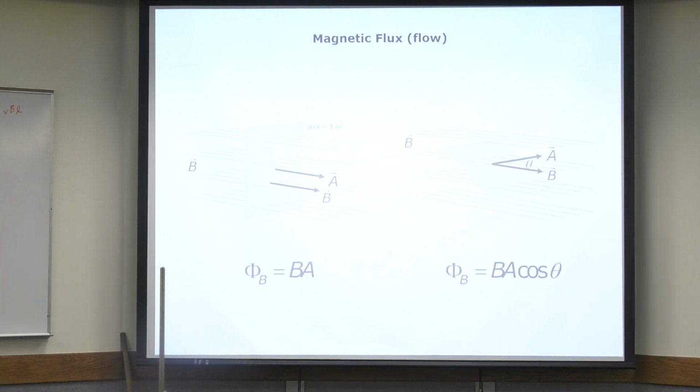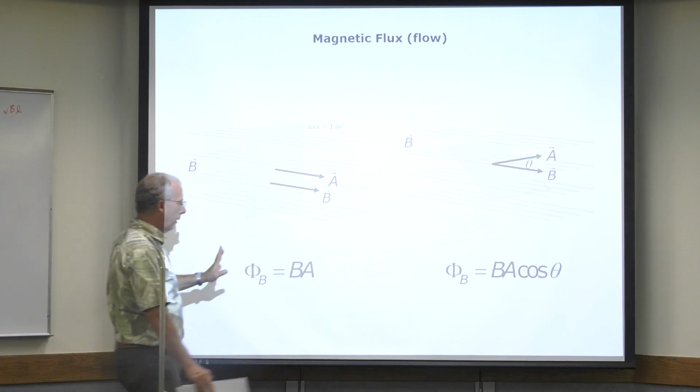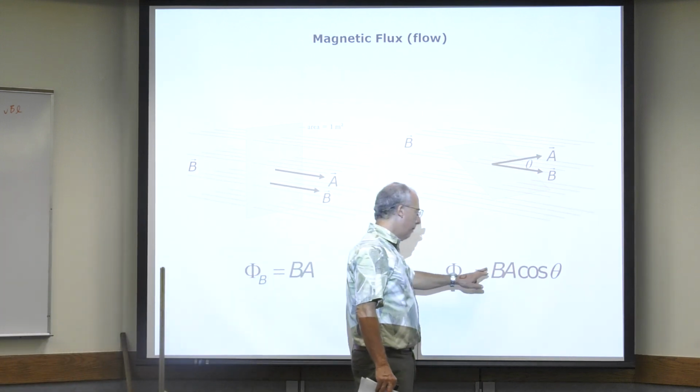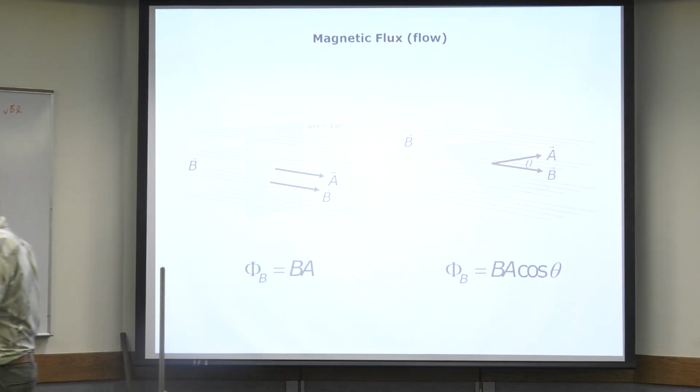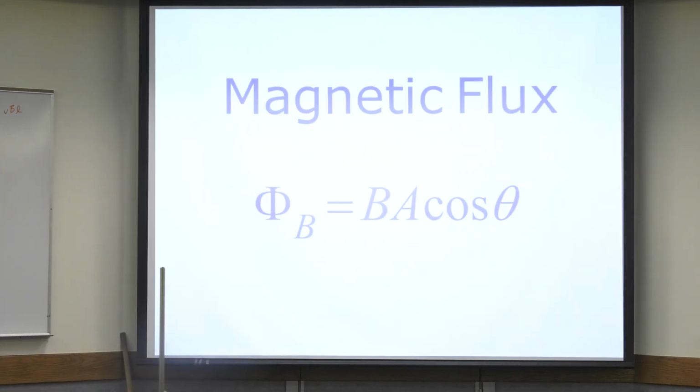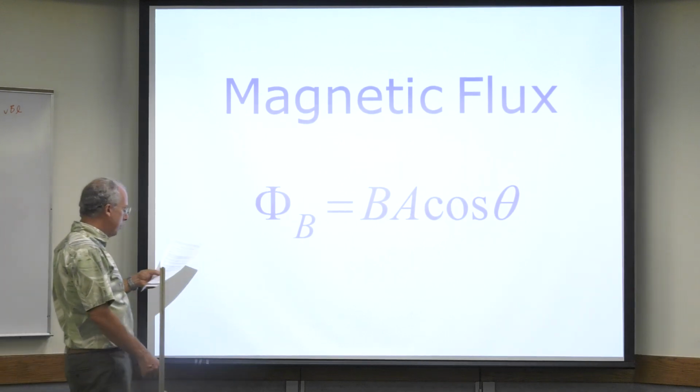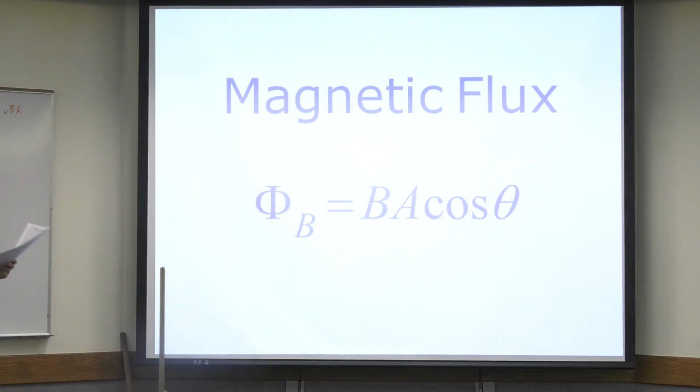Okay, so that's it. This is your equation for the magnetic flux: BA cos theta. Right? BA cos theta. So there it is. Magnetic flux, BA cos theta. Why do we care? You just wait. Why do we care?